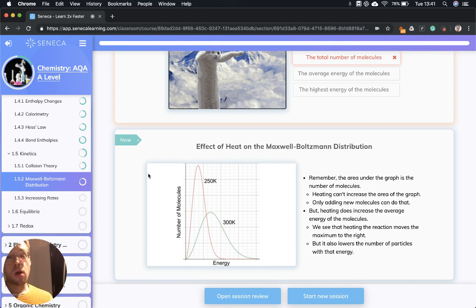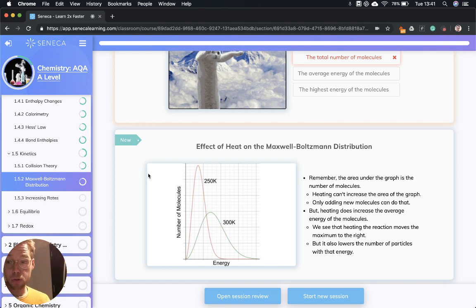So, the effect of heat on the Maxwell-Boltzmann distribution. That's a hard word to say sometimes, with an X and a Z in the same little word. The effect of heat on the Maxwell-Boltzmann distribution: that peak is going to be lower and it's going to shift to the right.